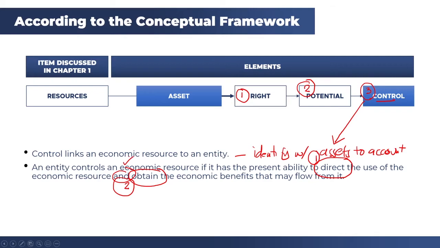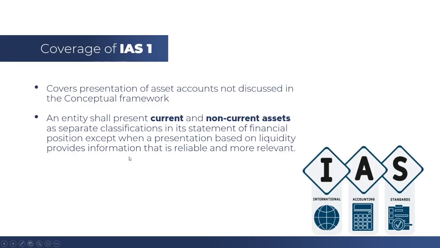Now we move on to the coverage of IAS 1. The standard, on the other hand, does not provide us a definition of an asset, but it tells us the presentation requirements of how assets should be presented in the financial statements. It says that an entity shall present current and non-current assets as separate classifications in its statement of financial position, except when a presentation based on liquidity provides information that is reliable and more relevant.